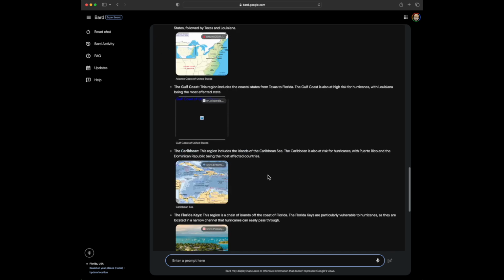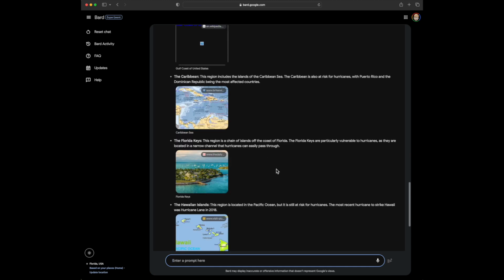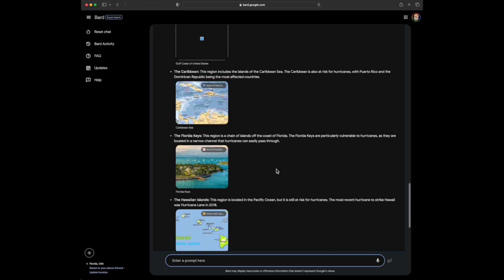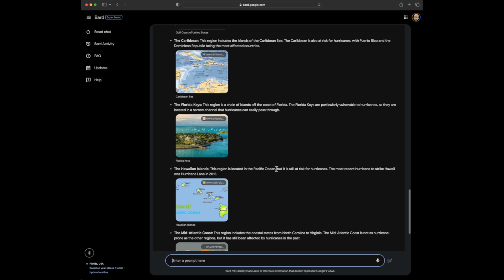And the Caribbean, the region includes the islands of the Caribbean Sea. The Caribbean is also at risk for hurricanes, with Puerto Rico and the Dominican Republic being the most affected. The Florida Keys. This region is a chain of islands off the coast of Florida. The Florida Keys are particularly vulnerable to hurricanes as they are located in a narrow channel that hurricanes can easily pass through.